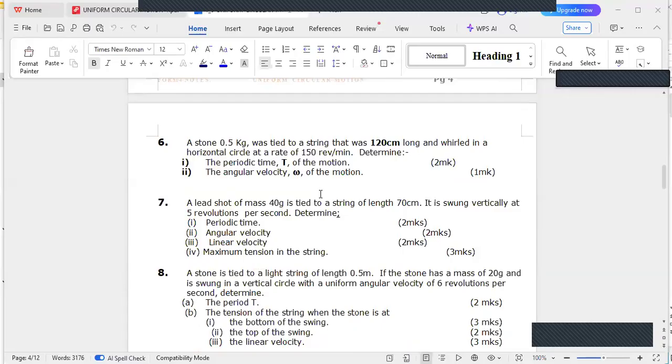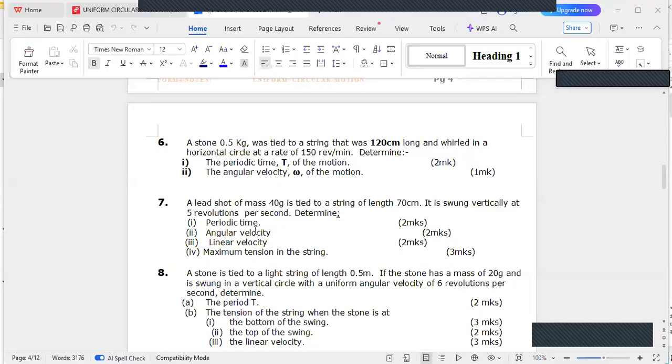We can quickly look at number 7, then look at a graph, then back to applications. A lead shot of mass 40 grams is tied on a string of length 70 centimeters. It is swung vertically at 5 revolutions per second. That's the same as 5 hertz. Determine the periodic time.